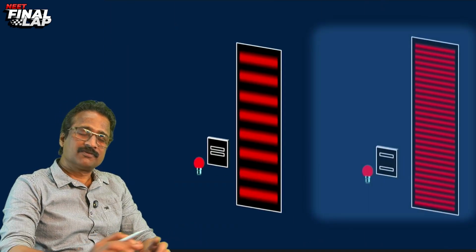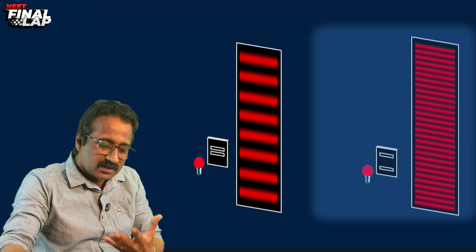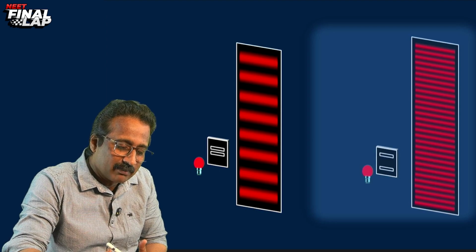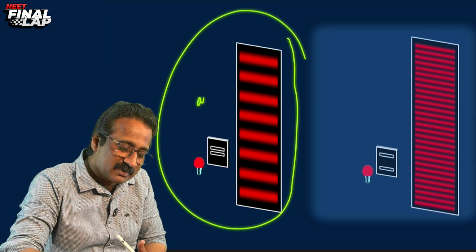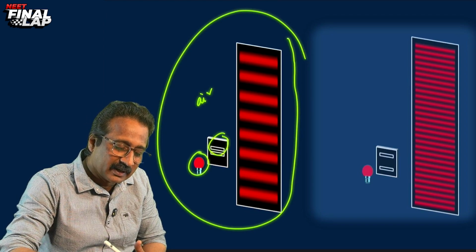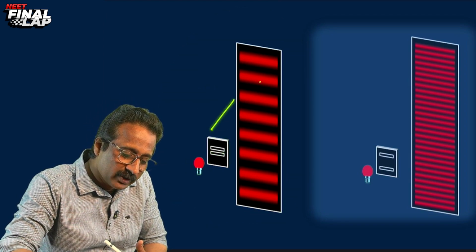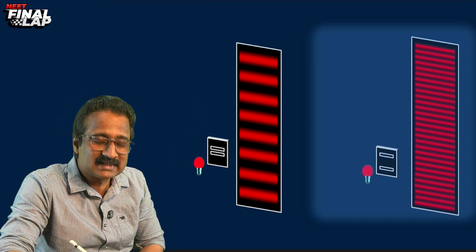What I have shown in the figure is YDSE conducted in two environments. Initially, YDSE is conducted in lab. Our surrounding medium is air. When I say surrounding medium is air, this bulb is air, this double slit is air, and the whole space up to the screen is air. So the whole environment in the first figure is air.